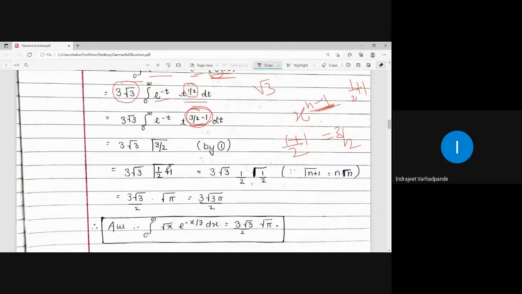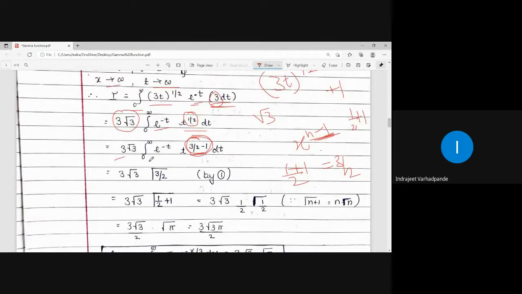So what am I getting over here? 3 root 3 integral 0 to infinity e to the power minus t into t to the power 3/2 minus 1 dt. It suits or completely fits into the definition of gamma function. So 3 root 3 into gamma n. How much is n? From n minus 1, n is 3/2. So it is gamma 3/2.